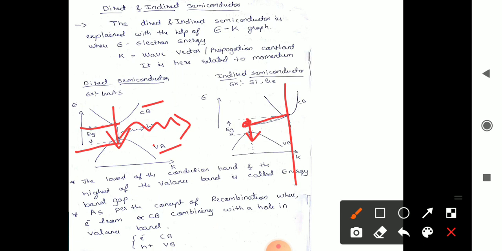But in the case of a direct semiconductor, it is given in terms of light. Here, it is given in terms of heat. The example for the direct semiconductor is gallium arsenide and the example for the indirect semiconductor is silicon and germanium. I hope this topic is clear, that is, direct and indirect semiconductors. The theory part, whatever I explained here, is given here.